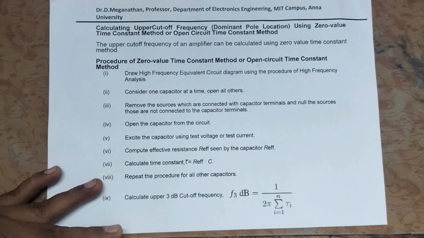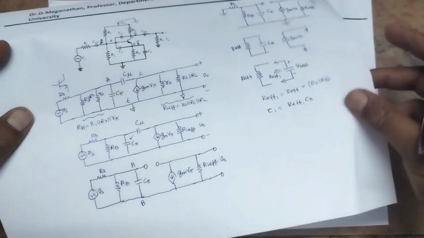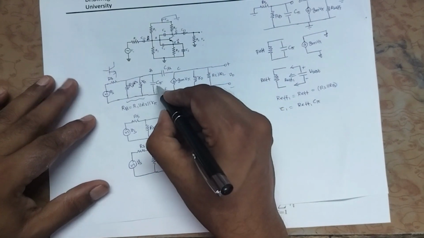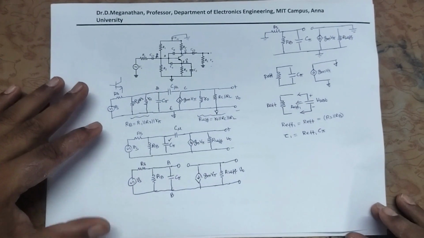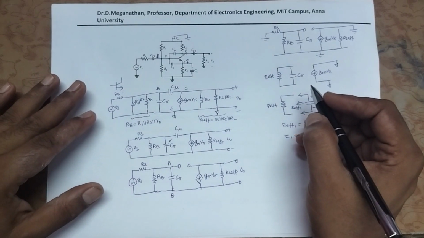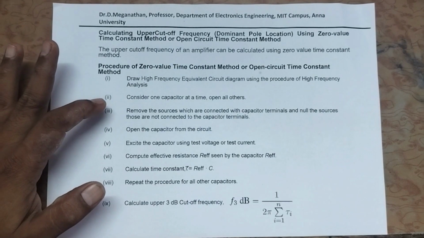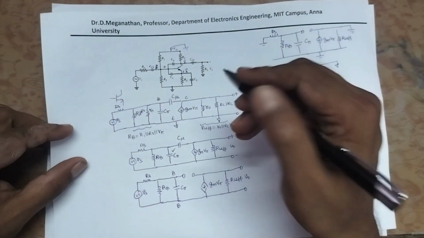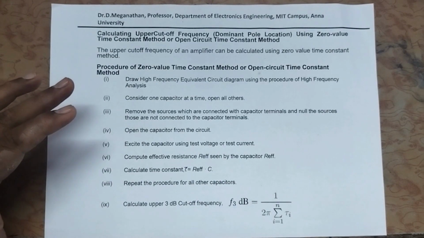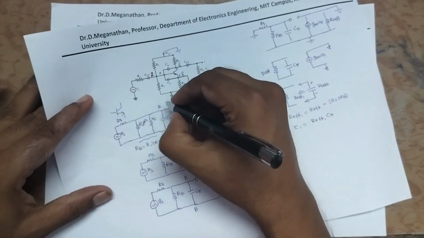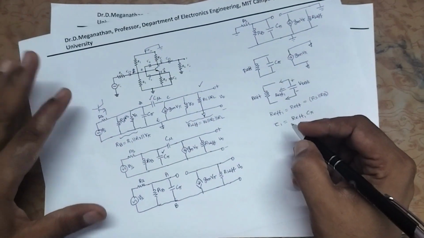The next step is repeat the procedure for all other capacitors. Now we have considered C pi, so we will consider C mu. There are only two capacitors. Now we have to repeat the procedure for C mu, the same procedure. Step number 1 is draw the high frequency equivalent circuit diagram. Already we have drawn. Step number 2 is we have to consider the next capacitor. Next capacitor is C mu. Let us consider the C mu alone.